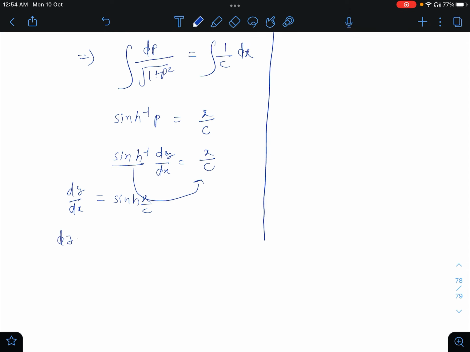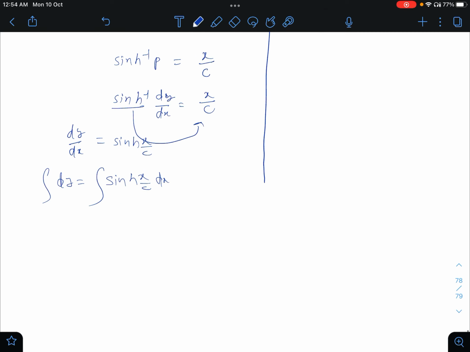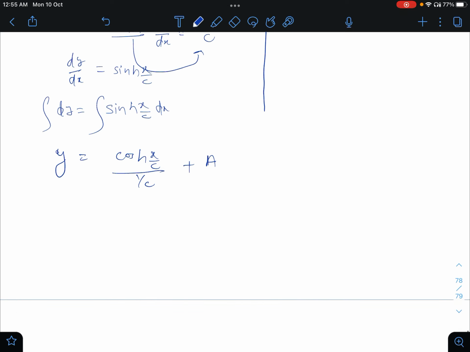Now dy is equal to sine hyperbolic x by c into dx. Let us integrate both sides. This will give us y is equal to cos hyperbolic x by c divided by 1 by c, plus a constant of integration a. So y is equal to c cos hyperbolic x by c plus a.